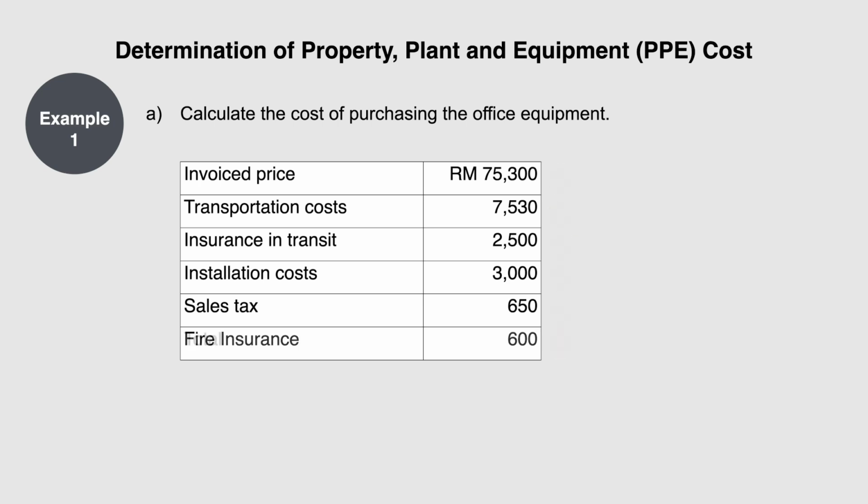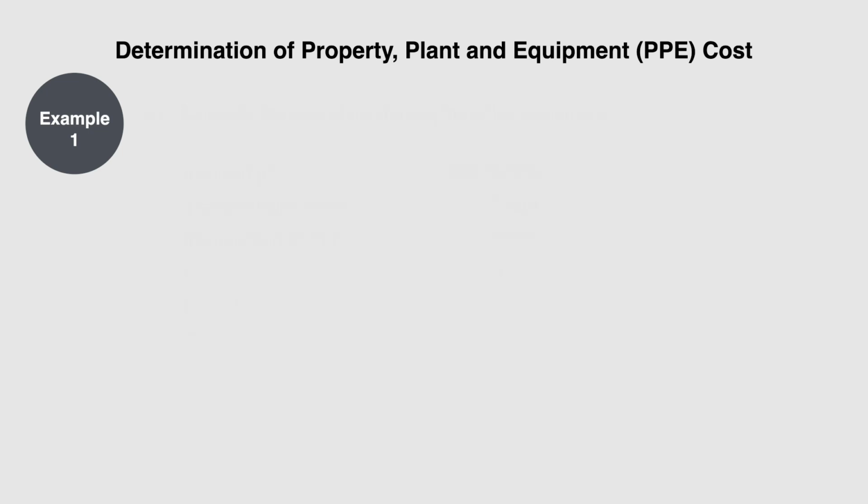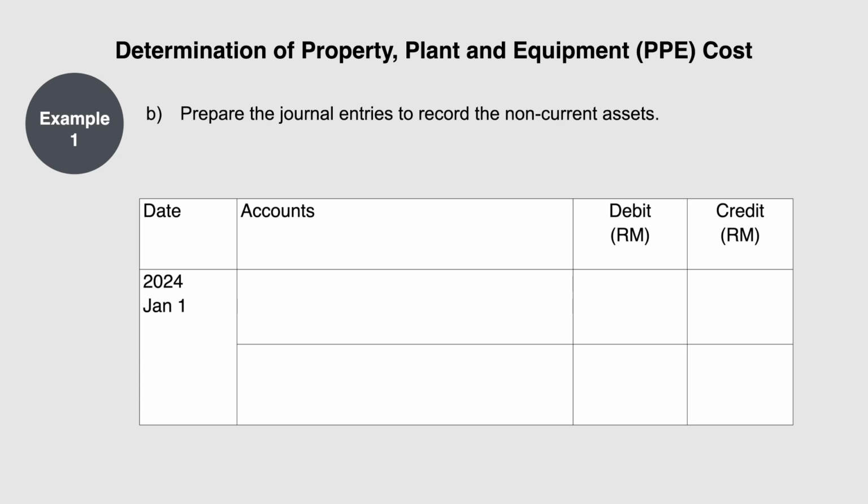Okay, and then we calculate the total of all the related expenses and the invoice price. With this total, we go and prepare the journal entries using that value. So we record the journal on the day of the transaction. In this question, on January 1st 2024, we will debit office equipment and we will credit bank.